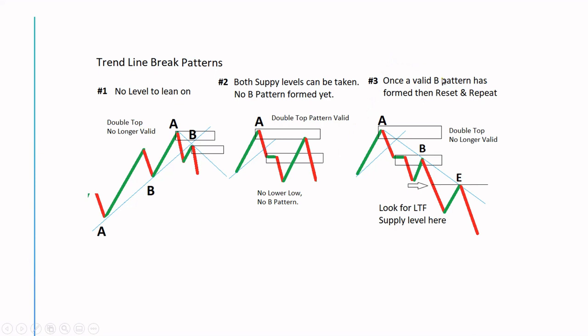Once a valid B pattern has formed, just like over here as well, then basically we reset and repeat. We're looking for opportunities. Reset your brain to look for opportunities. Not just think we're in a downtrend, I'm just going to short here and hold it for the next 2 days on a 60-minute chart. Just think of it as opportunities.